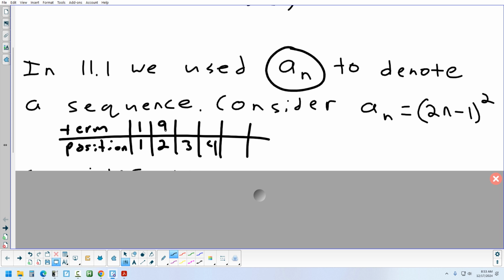Let's plug in 3. 2 times 3 is 6. 6 minus 1 is 5. And what's 5 squared? 25. So just remember what this was. That was 1 squared, 3 squared, 5 squared. Anybody have a guess what the next one is? 7 squared. It's going to be 7 squared. This is basically odd numbers squared. That's what ends up happening.